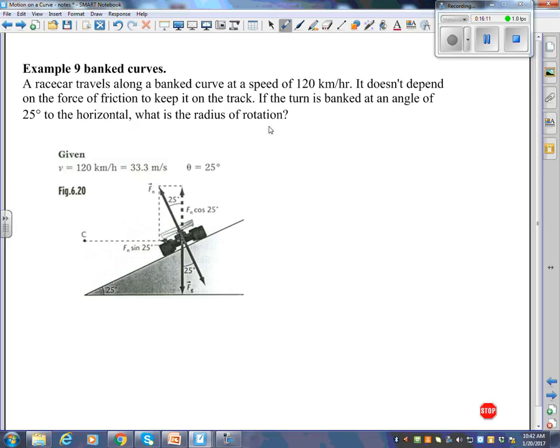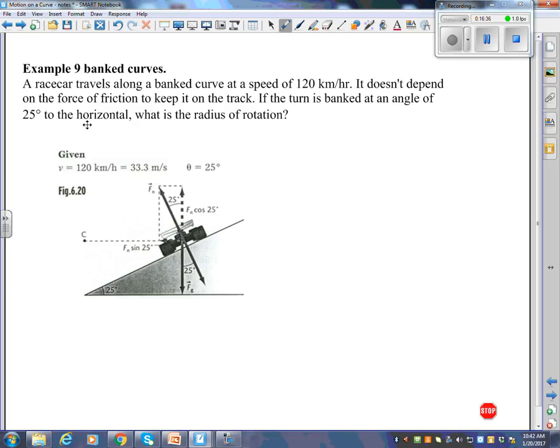A race car travels along a banked curve at a speed of 120. It doesn't depend on the force of friction to keep it on the track. If the turn is banked at an angle of 25, what is the radius of rotation? So a race car designer, like a track designer, would have to know this: how fast are the cars going to be driving, right? How much banking do I need, depending on this radius, or if I can only bank to this maximum?